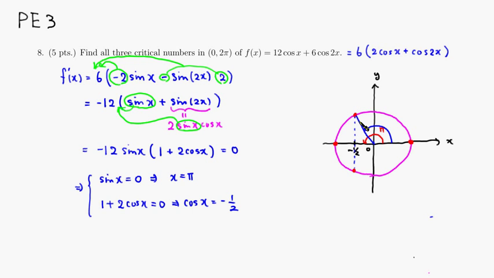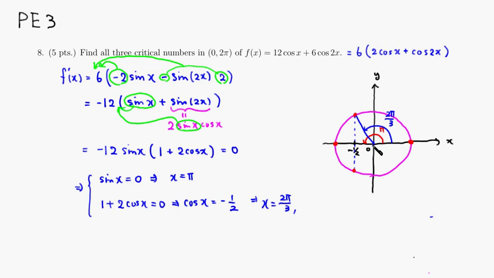You can see that this is a 30-60-90 degree triangle. So 180 minus 60 is 120. Pi over 3 is 60, and 2 of that is 2 pi over 3. So this tells you that x is 2 pi over 3.